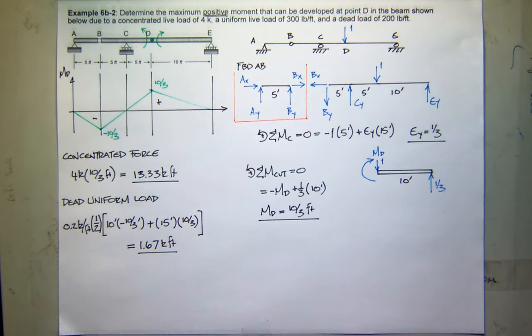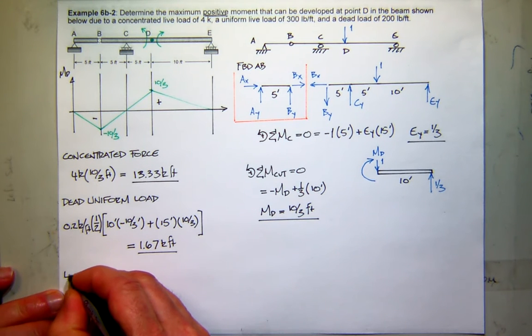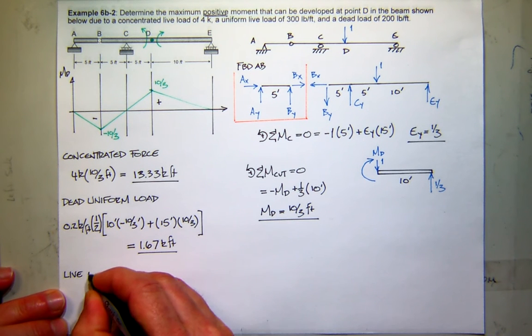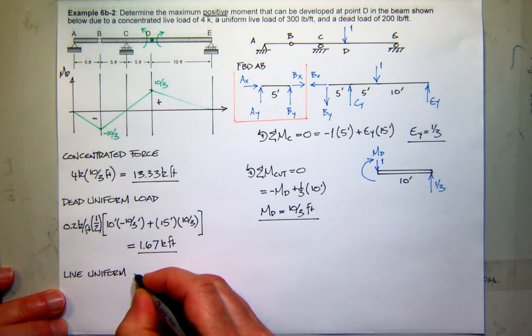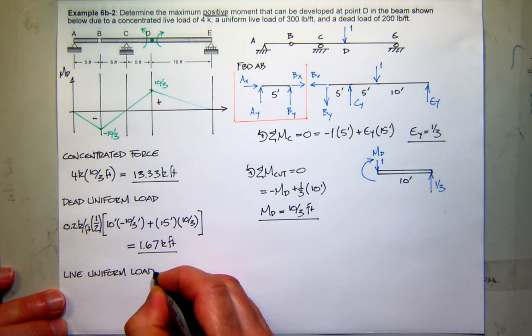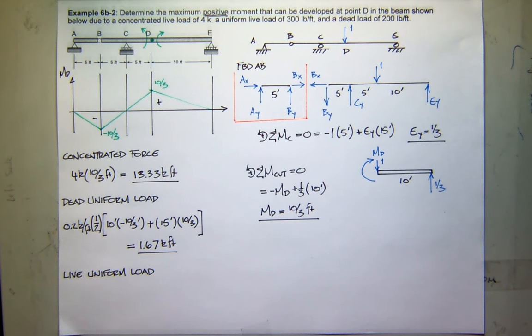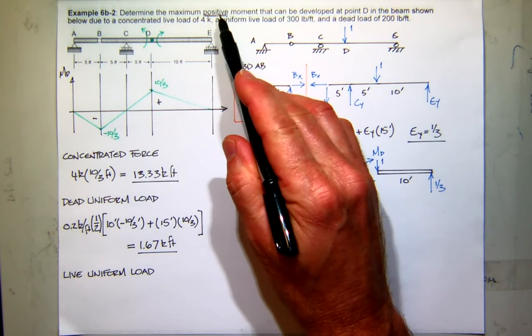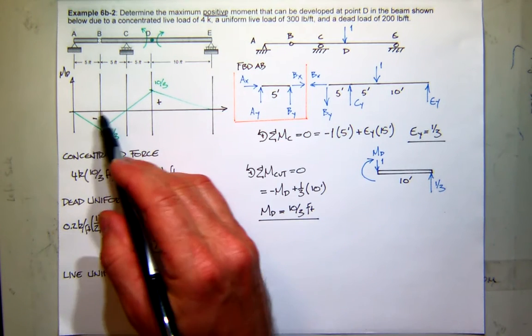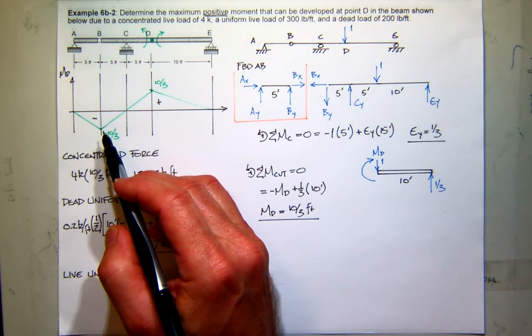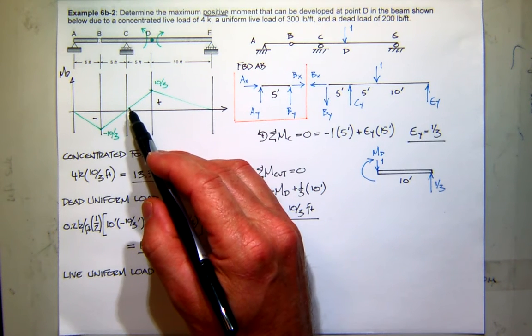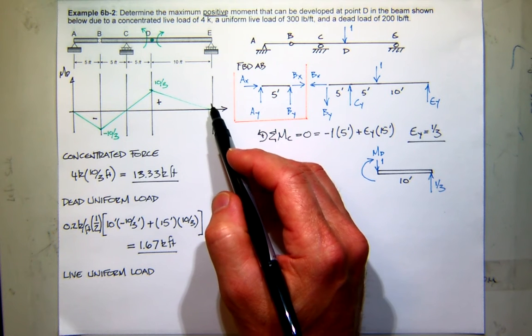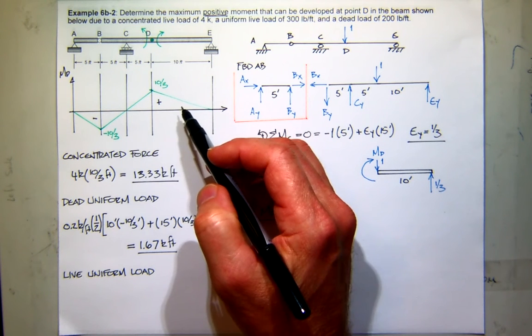Now, the next one is different. This is the live uniform load. So, oddly enough, it's a uniform load, but it's live, which means it can move around. So you get to decide where you want to put it. Since I'm trying to compute the biggest positive moment, I don't want to put it anywhere in the first 10 feet, because that's going to give me what? A negative influence. So I want to put it only from C to E and get all this positive area.